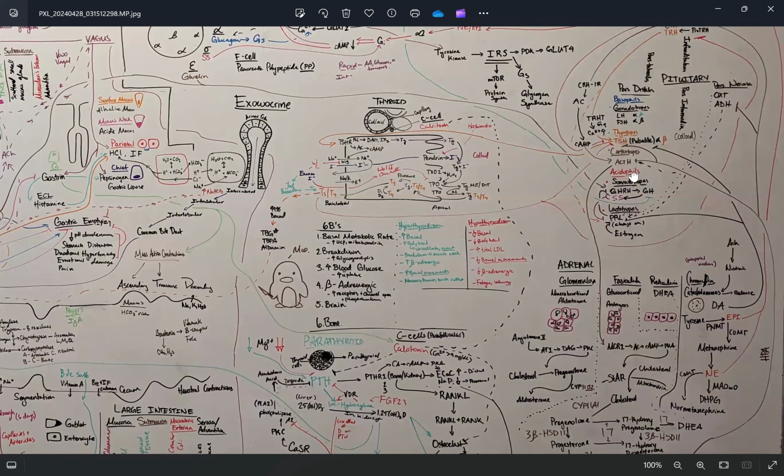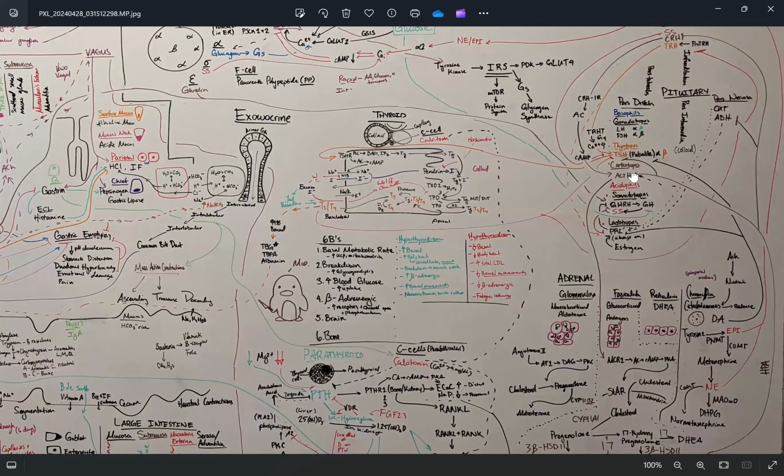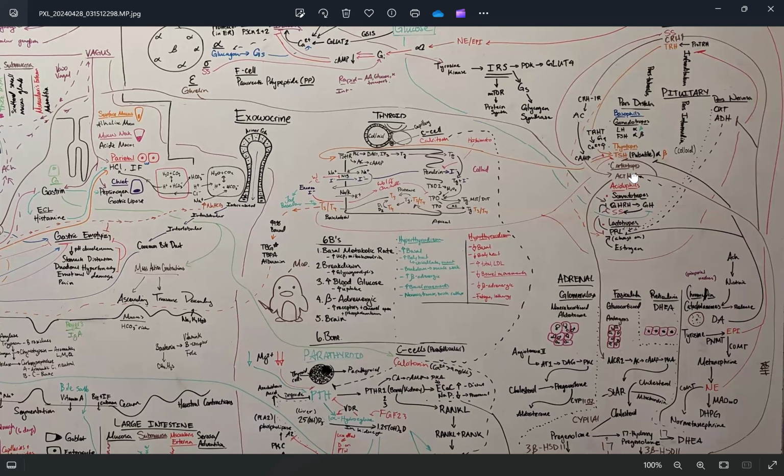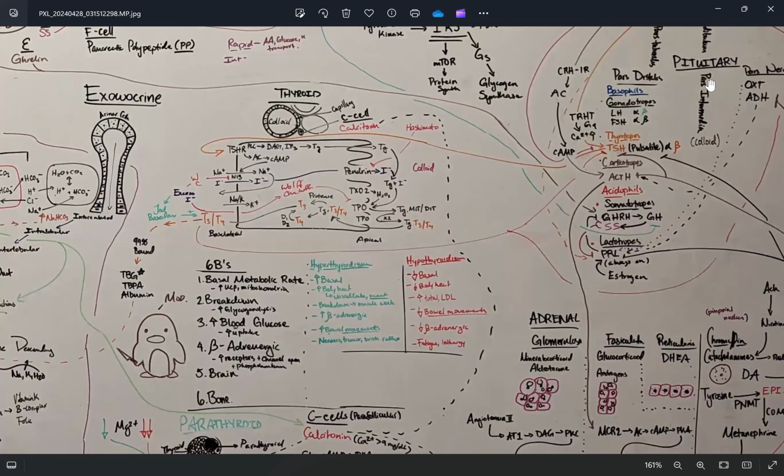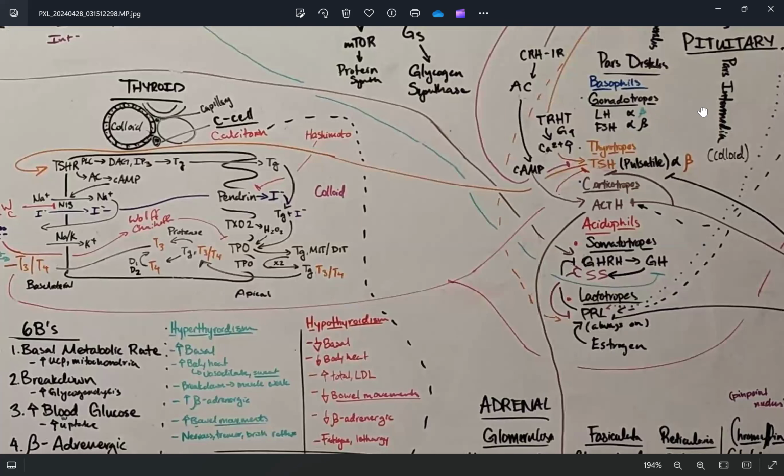Dopamine. Oh, and dopamine. Thank you. Yeah, and dopamine also inhibits the release of TSH from thyrotropes. I think I'm almost done. I just have parathyroid left. Perfect. Parathyroid.